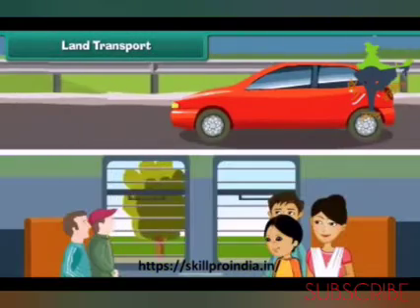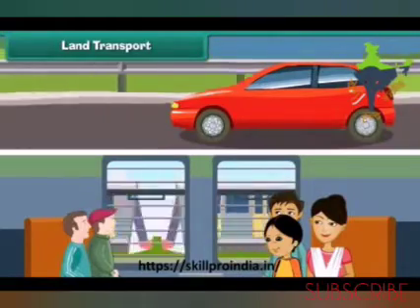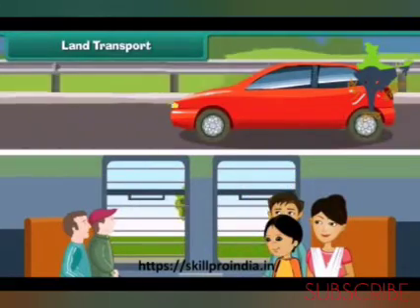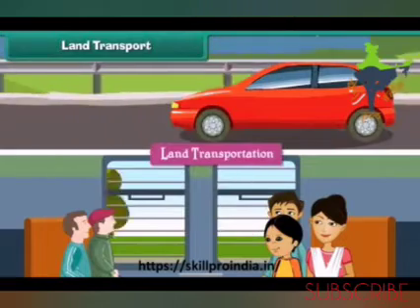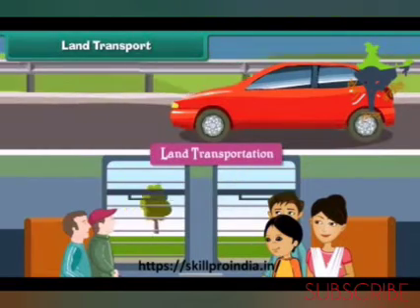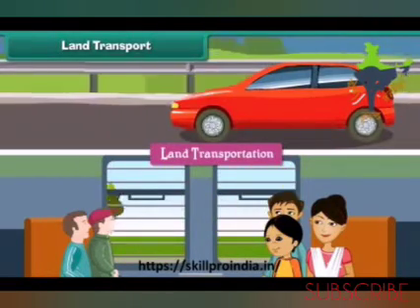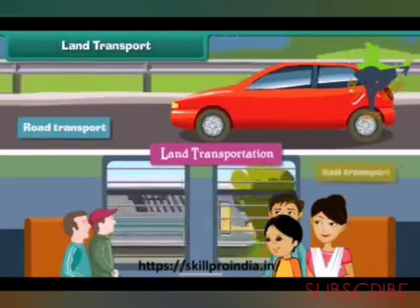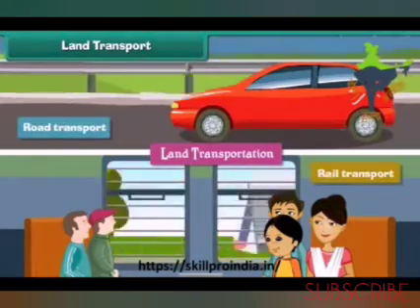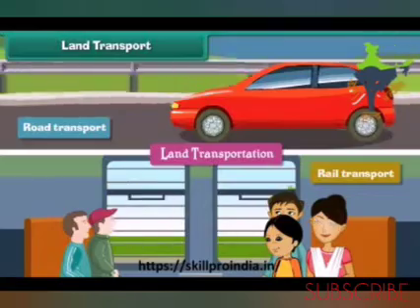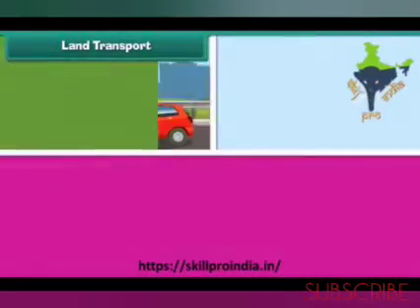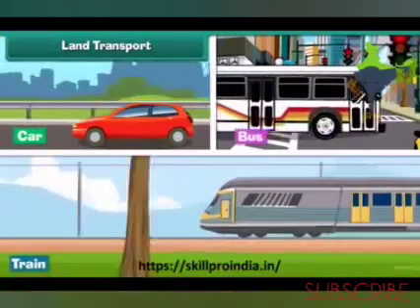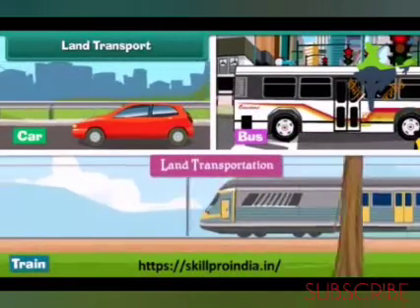Land transport. The movement of goods and passengers on land is known as land transport. Land transport is of two types: road transport and rail transport. The vehicles that carry passengers and goods by land, such as cars, buses, and trains, are called means of land transport.